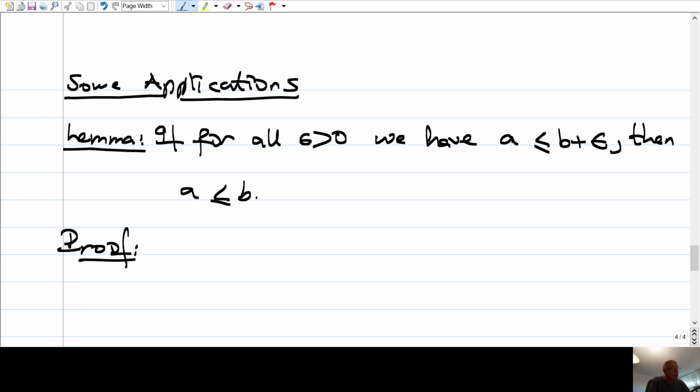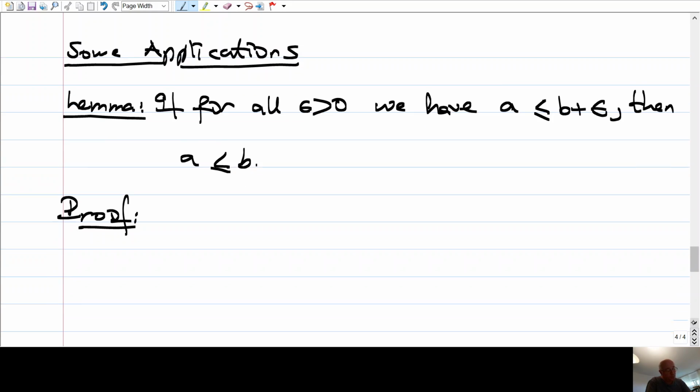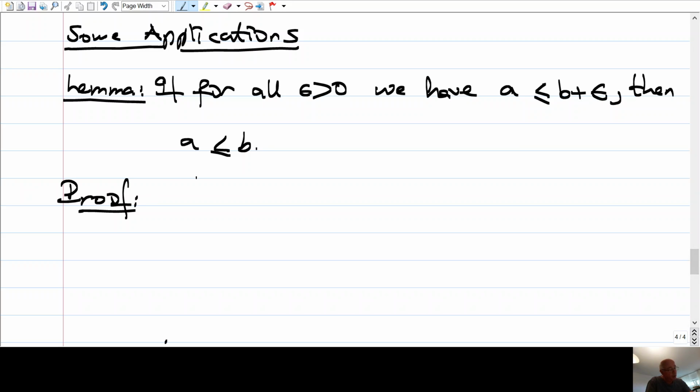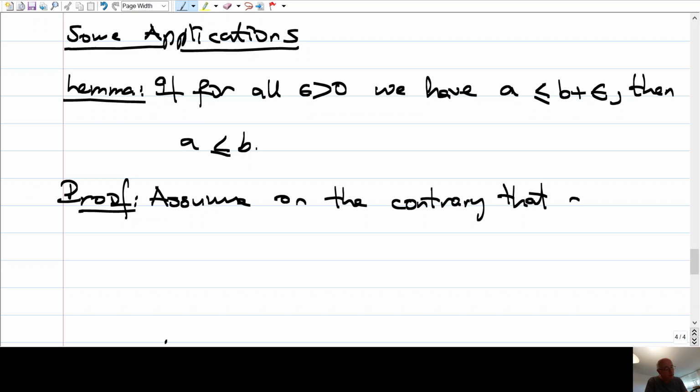How can we prove this? We will prove this by proof by contradiction. So assume on the contrary that A is larger than B. I want to show that A is less than or equal to B, and to prove this, we assume the opposite statement, that A is larger than B.